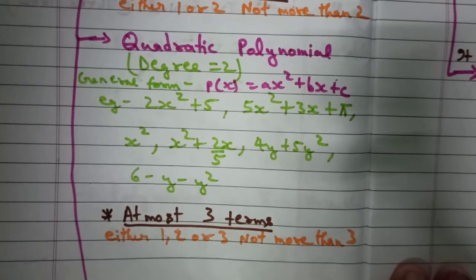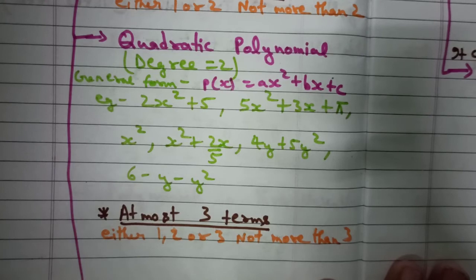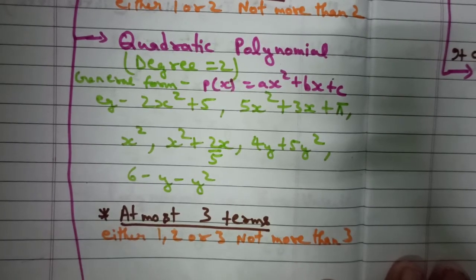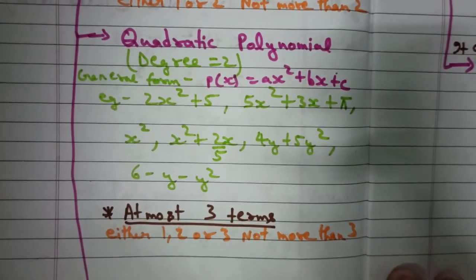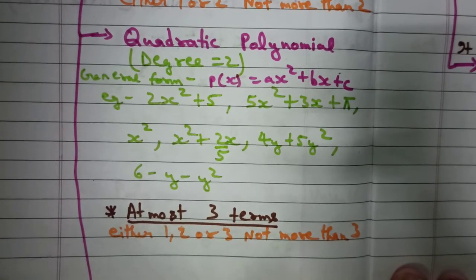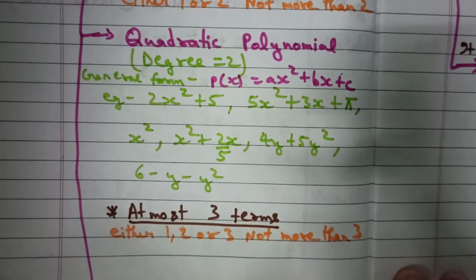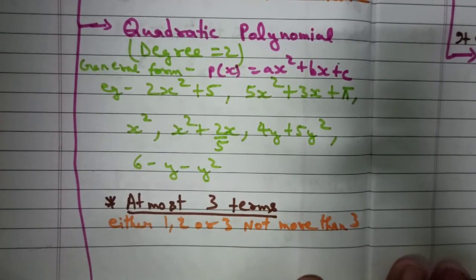The coefficient of x square can never equal 0, because if the coefficient of x square is 0, then it will never be a quadratic polynomial, it will become a linear polynomial only. Examples: 2x square plus 5 is an example of a quadratic polynomial with 2 terms. 5x square plus 3x plus 5 is an example of a quadratic polynomial with 3 terms.